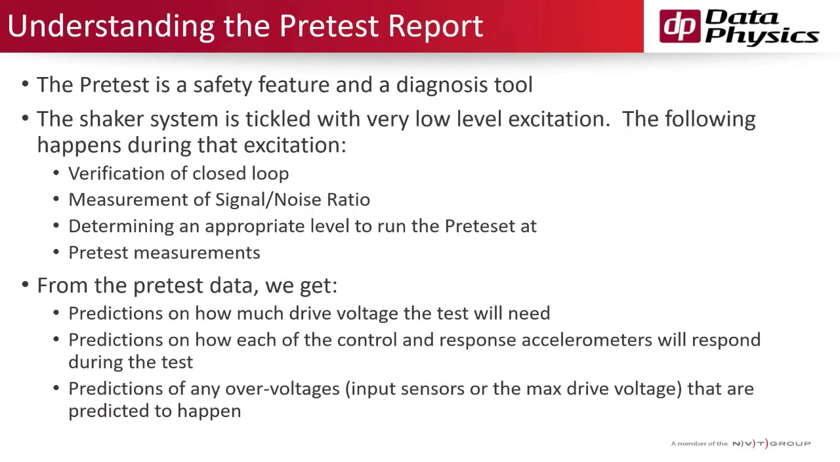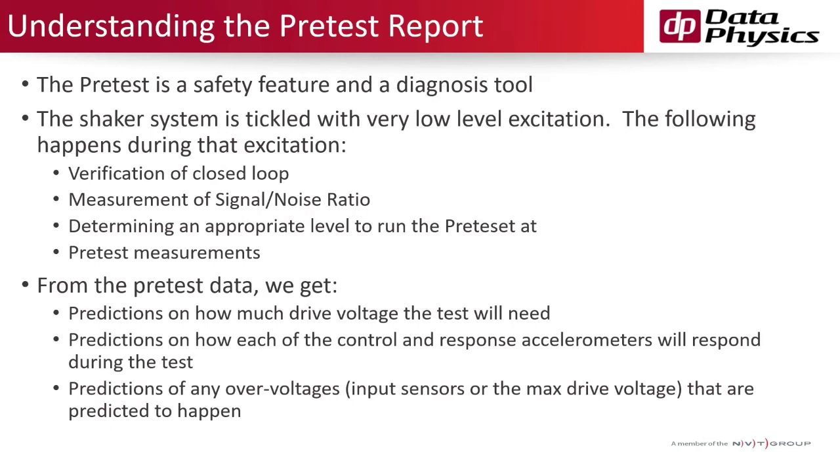The way that the pretest works is we excite the shaker system with a very low level excitation. And that low level excitation is then used to do various things. The first thing is we verify that we get a closed loop response from the accelerometer, from your control accelerometer. We measure the signal to noise ratio. We determine the appropriate level for the pretest to run, based on that signal to noise ratio. And then we actually make vibration measurements based on that low level vibration.